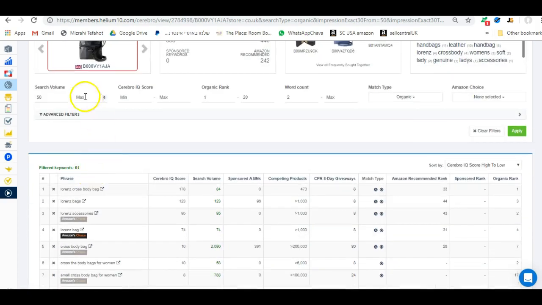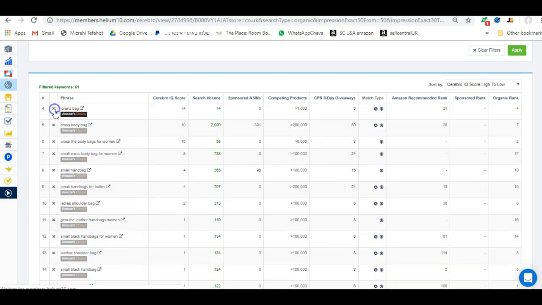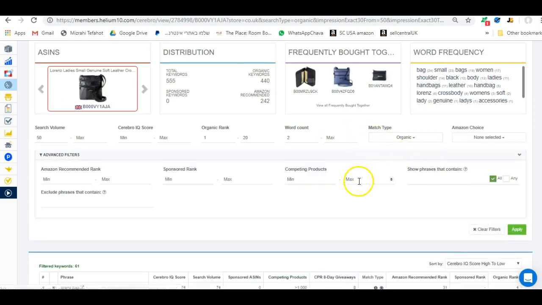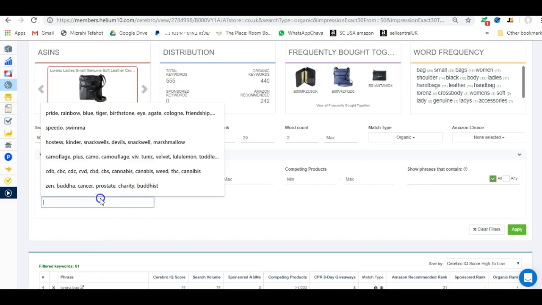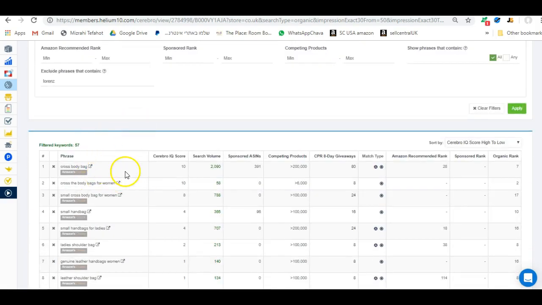Lorenz. Okay, so that's the brand, right? Of course, there's not so many competing products. There are some competing products because there are other companies. First of all, their own company could probably be competing for that keyword on other bags, and also competitors which are ranking for their keywords. What we could do is just remove these manually, or if you extend to the advanced filters, you can go to exclude phrases that contain Lorenz, and then we'll apply the filter again. So it filtered out a few results for us.